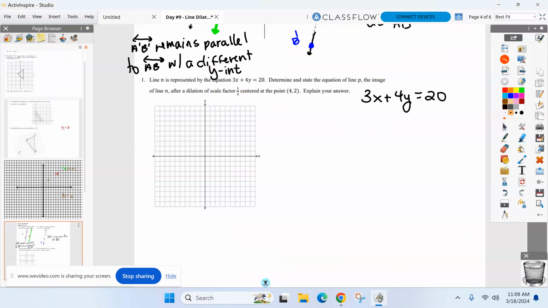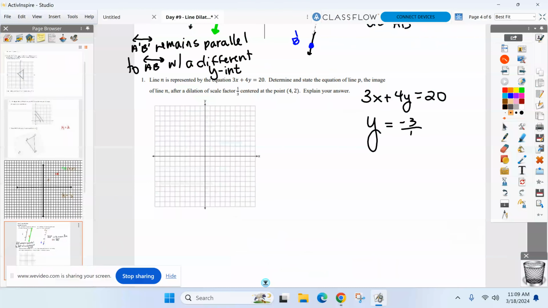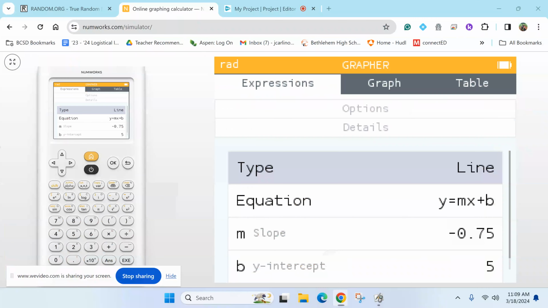All right, so it's y equals. The only bad part, downfall of using the details, is it'll never give this to you as a fraction. It'll always be in a decimal. So if you know how to put it into a fraction, great. If not, that's a problem, I guess. So negative 3/4 x plus 5, and 5 was the y-intercept.